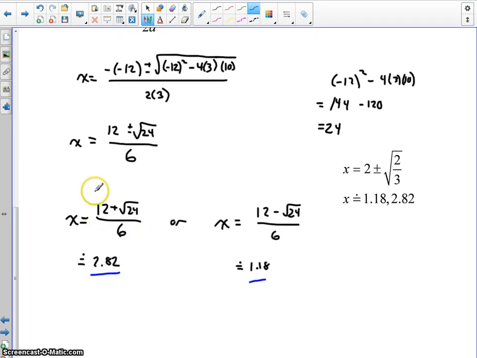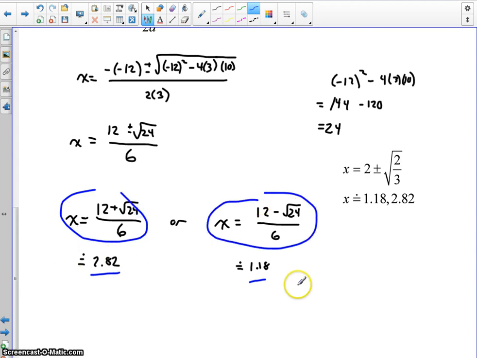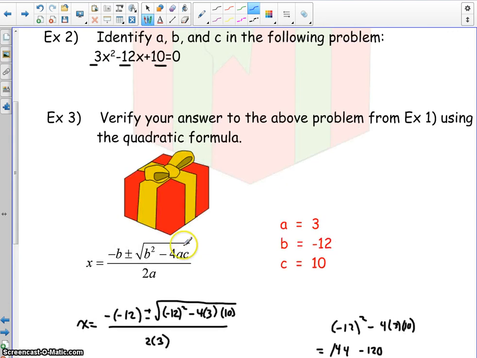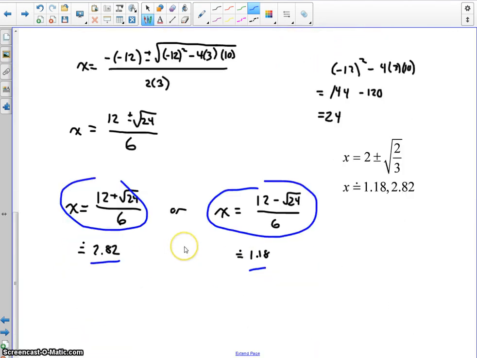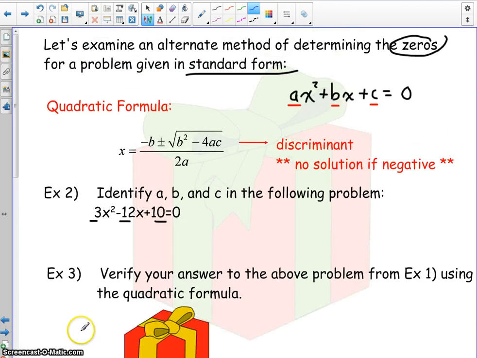So normally I'm happy if you just leave your answers exact like you would have here, but if it asks to round to decimal places, you can take it further and write out the decimals there. Okay, so hopefully you find this a much faster way to find the zeros of a quadratic equation, if it's in standard form. Okay, so some other things I want to mention about this before we go on.